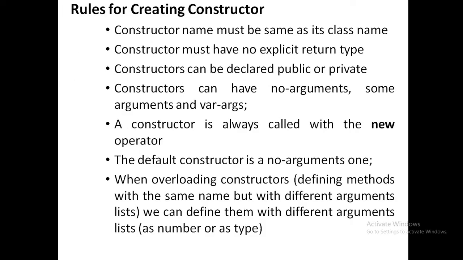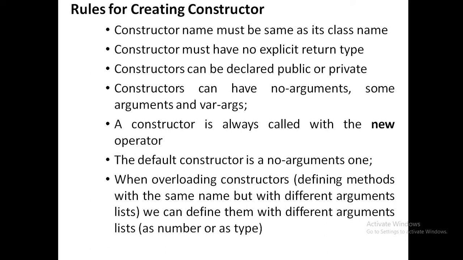Rules for creating a constructor. The constructor must have a name that is the same as its class name. Constructors must have no explicit return type. It can be declared either public or private. And constructors can have either no arguments, or some arguments, or variable arguments for the methods to be called by different objects.